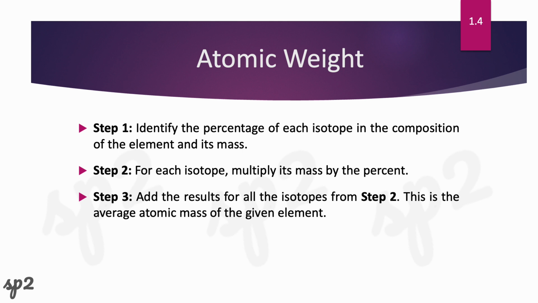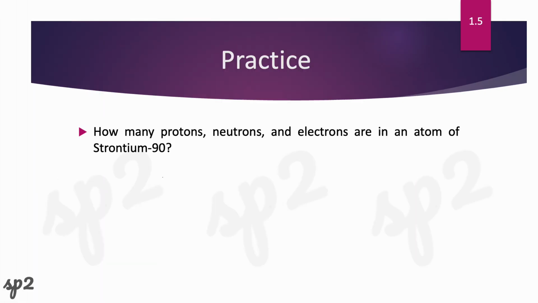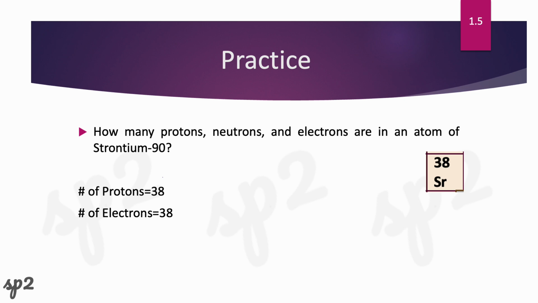Okay, so now let's take a look at a couple of practice problems. Looking at the first practice, the question is how many protons, neutrons, and electrons are in an atom of strontium 90. So if we look at the periodic table, we can figure out the atomic number, which is 38. That means we have 38 protons, right? And we know that we're not going to have any charges, so we're expecting to get the same number of electrons, which is 38. The mass number is given as 90, so I'm going to go by 90 minus 38, and that will be 52, which is the number of our neutrons here.